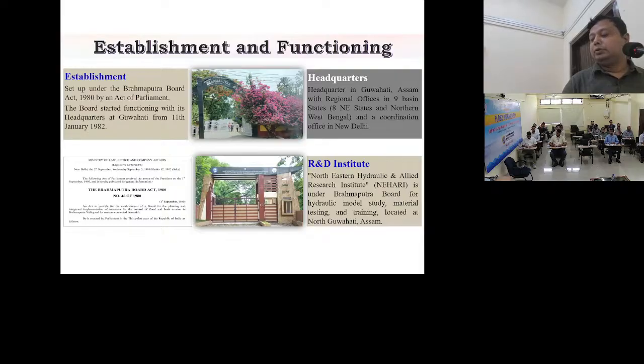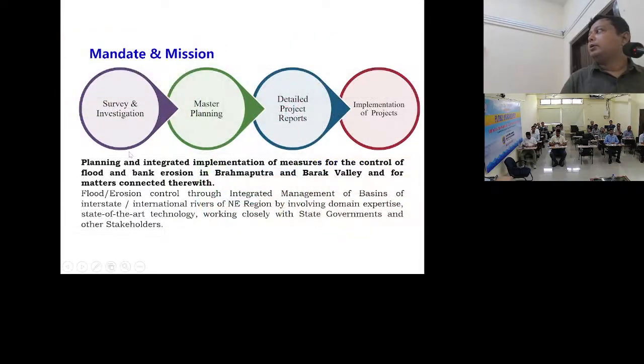So what will we do? Our mandate is planning and integrated implementation of measures for the control of flood and bank erosion in the Brahmaputra and Barak Valley and for matters connected to it. So it is similar to a state government department. For that purpose, we will do survey and investigation, master planning, then DPR, then implementation projects. So what is the difference between state government work and Brahmaputra Board work? Can anybody distinguish between these two? Because state governments do this kind of thing also. Can anyone say how Brahmaputra Board is defined differently from the state government?